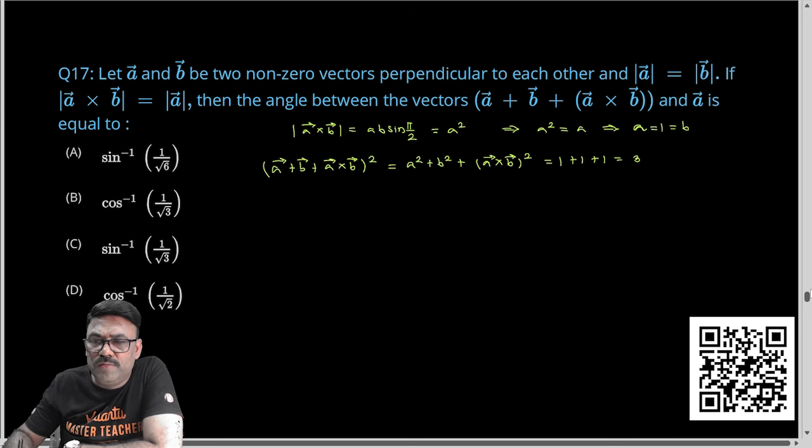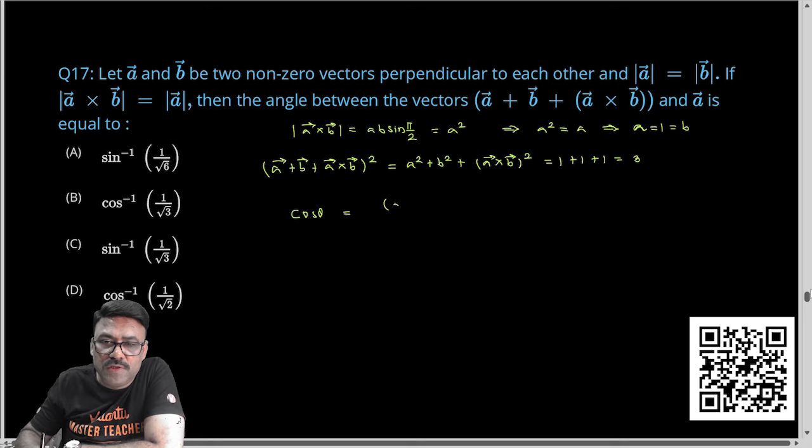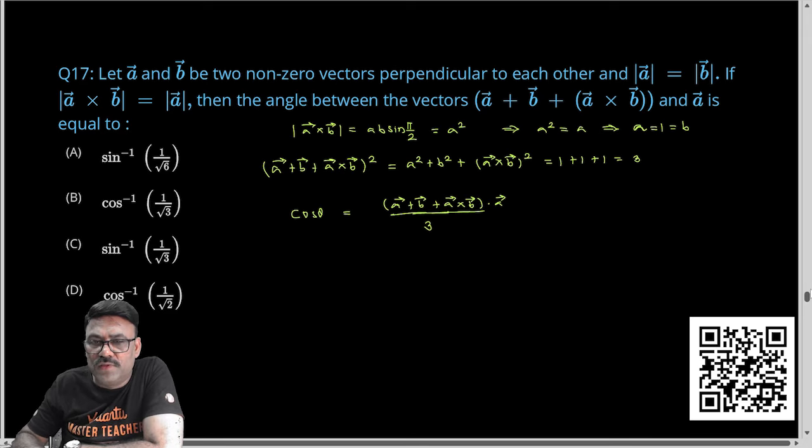Now let's find the angle between A and A plus B plus A cross B. So cos theta will be A plus B plus A cross B dot A over the modulus of these two. The modulus of this first one is root 3, since the square of the modulus of A plus B plus A cross B is 3. So this is root 3. The modulus of A is 1.